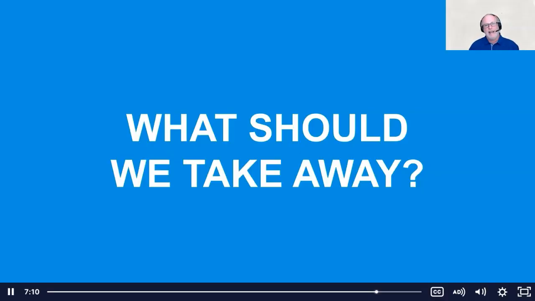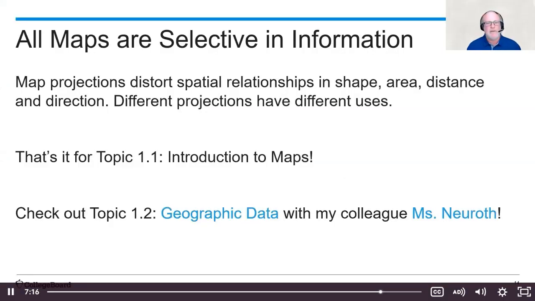So what should you be able to take away from what we've talked about in this video? All maps are selective of information. That's true of all of topic 1.1, Introduction to Maps. What are we showing, whether it's a thematic map or whether it's a map projection? We have to select what we want to show. So different projections, just like different thematic maps, are going to have different uses. Again, Mercator's map is fantastic for navigation. A Goode's map might be really good to show thematic data all across the Earth because we've taken out the water so that we can make the land more accurately sized and shaped and be able to look at patterns and relationships amongst that data.